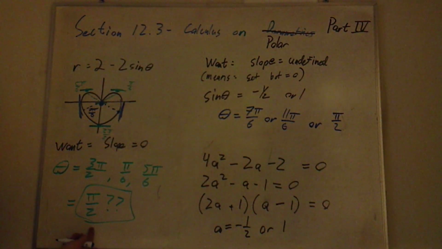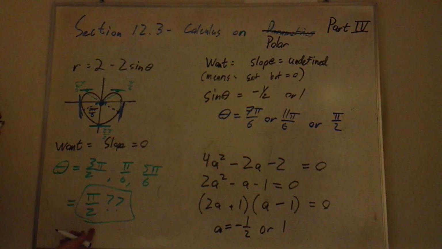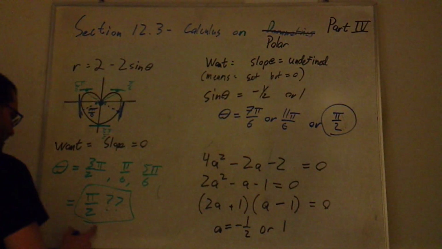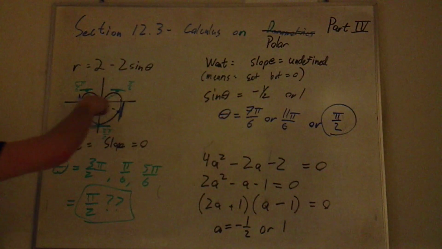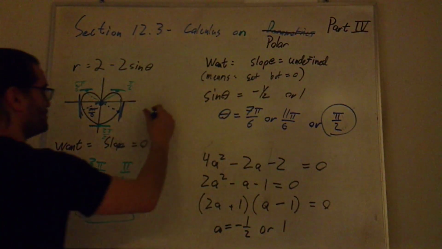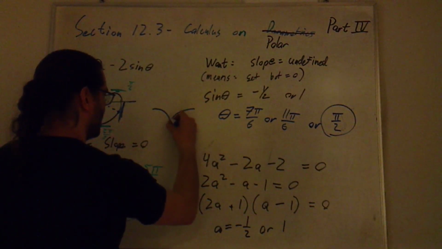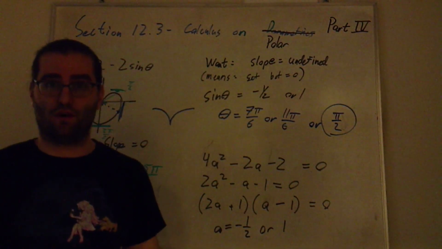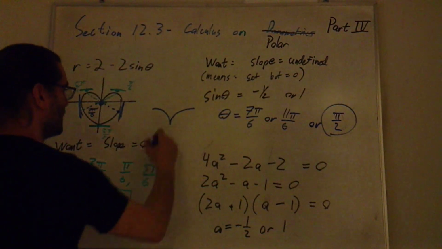Pi over 2 is an angle that makes the numerator, the numerator is long gone. I erased the derivative ages ago. But pi over 2 made the numerator 0, and it makes the denominator 0, which means it's kind of a special case here. The slope here isn't 0 and it's not undefined. If we zoom in on this, it looks like this. It's a point. It's a pointy, sharp thing. It doesn't have a slope. There's no vertical line, there's no horizontal line. It's called a cusp.